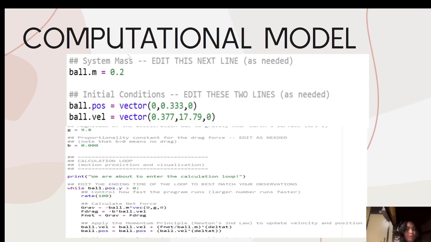For our computational model, we changed a few factors. Of course, we changed the ball's mass. We made sure that the initial position was equal to the first two positions, the difference between them, that we found in our Tracker data. Then with the velocity, we used those same differences in position and divided them by the respective times that they had. And that was what we were given here.